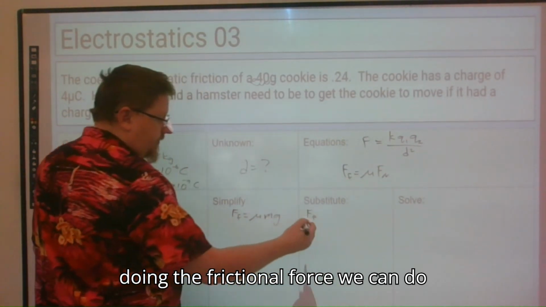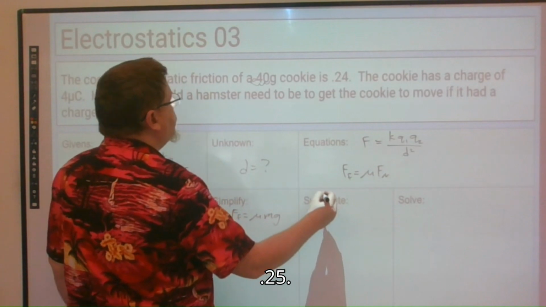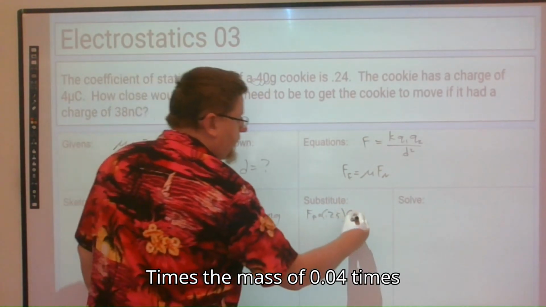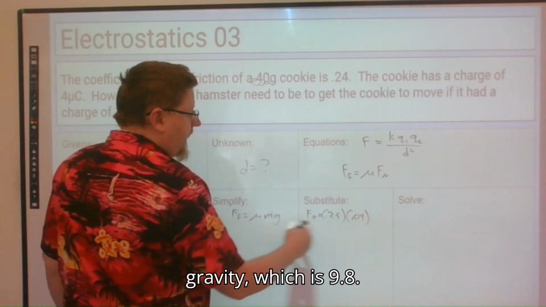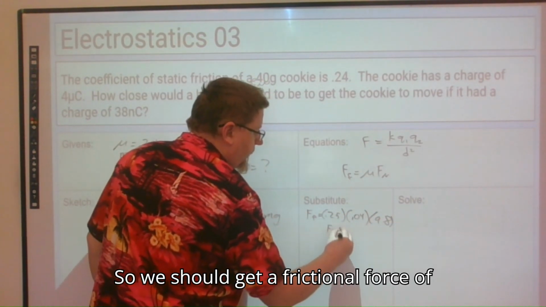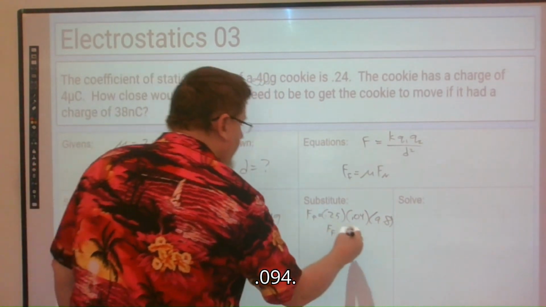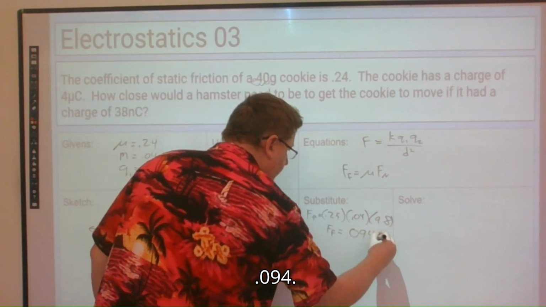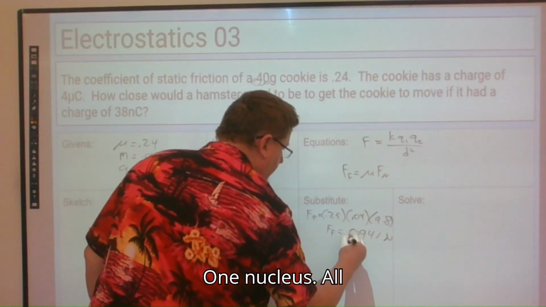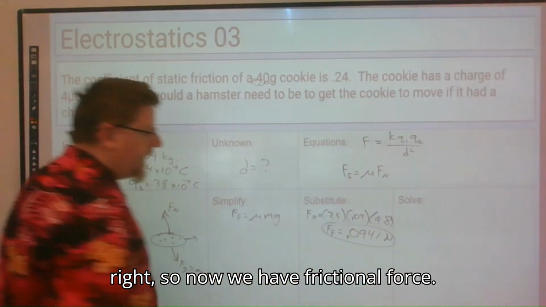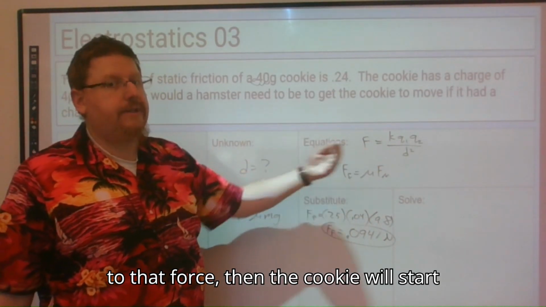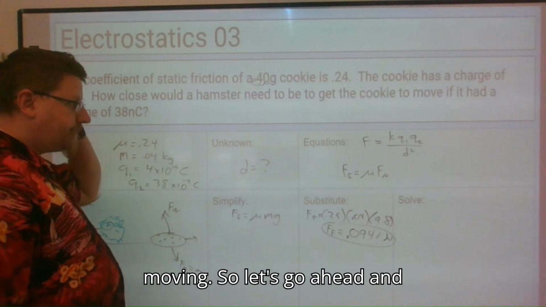So just doing the frictional force, we can do 0.25 times the mass of 0.04 times gravity, which is 9.8. So we should get a frictional force of 0.0941 newtons. All right. So now we have the frictional force. If we set the electric force equal to that force, then the cookie will start moving.